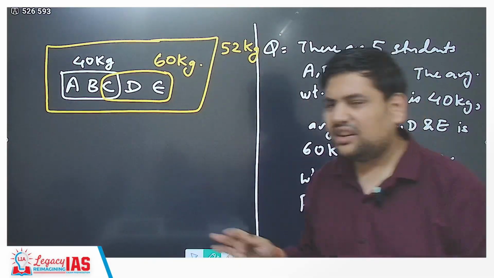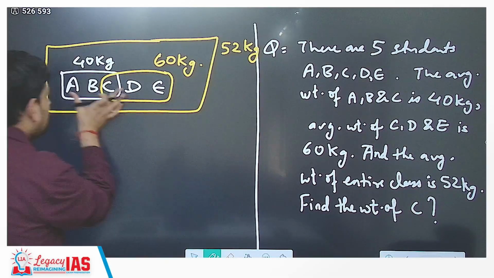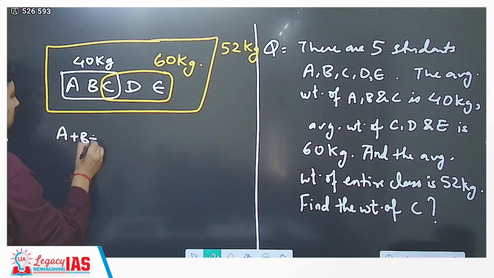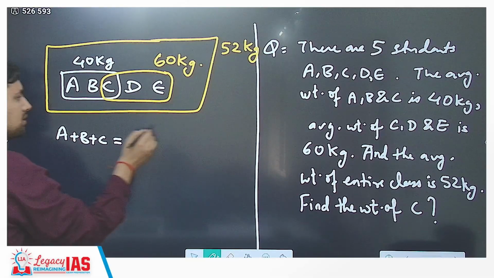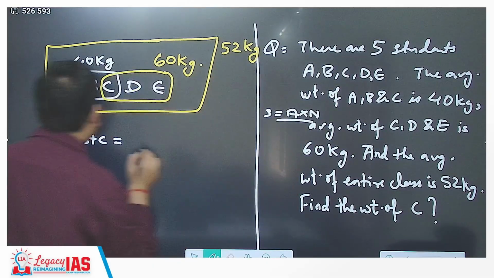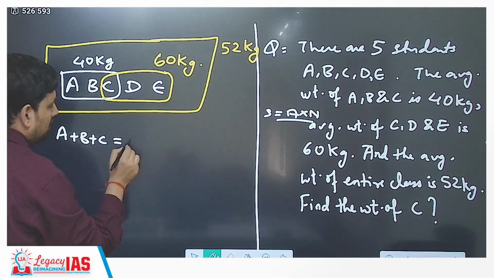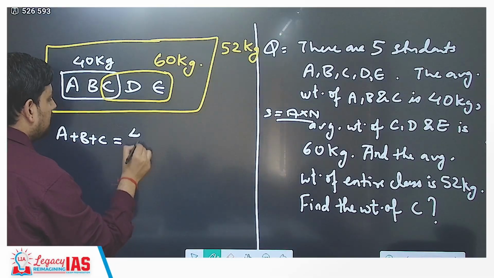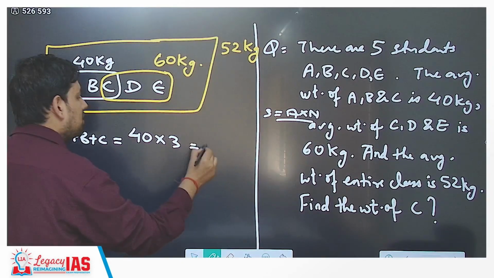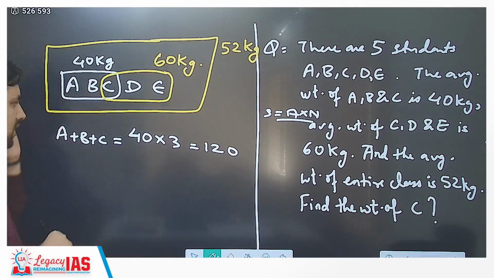So, in a general way, ABC's average weight is given as 40. That means you can say A plus B plus C is equal to the sum, which is average into number. Now, this is the average of 3 people. The average is 40, and this is of 3 people, so you multiply it with 3. What you get is their sum as 120.